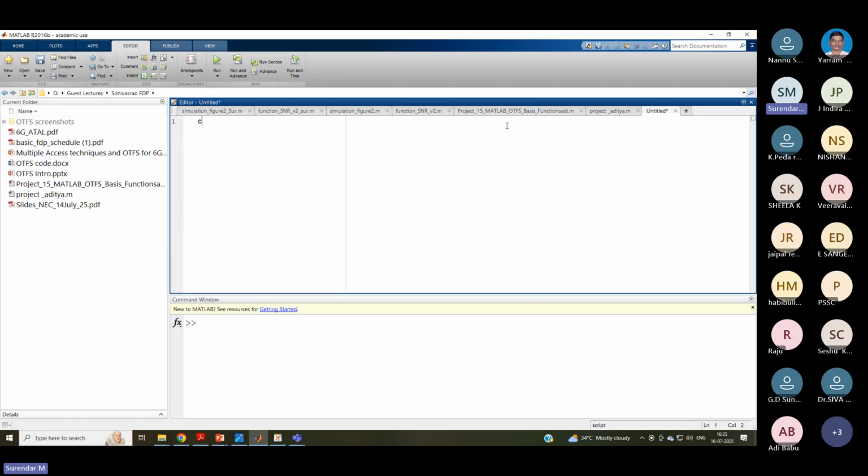This code is actually from GitHub. This is a normal one, and I want to define a signal in the delay Doppler domain, that is x underscore dd, which is zeros of m comma n, where m is equal to 64 and n is equal to 32.